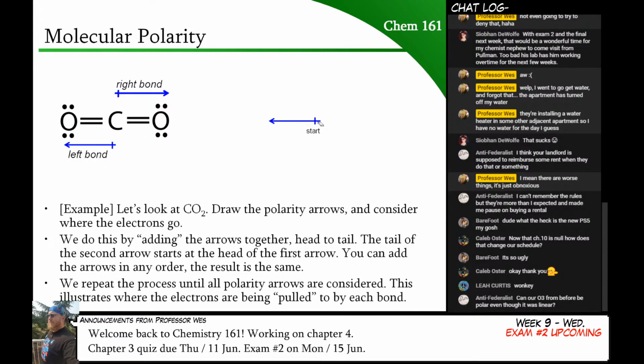I'm going to start my first arrow here, and this is where it ended. So the left bond pulls electron density to the left, but the right bond pulls it right back. And you'll notice that we started and ended in the same spot. So the sum of my polarity is 0. And this molecule must be nonpolar because there's no net distribution of electrons. They didn't get shoved over in one direction and stay there.